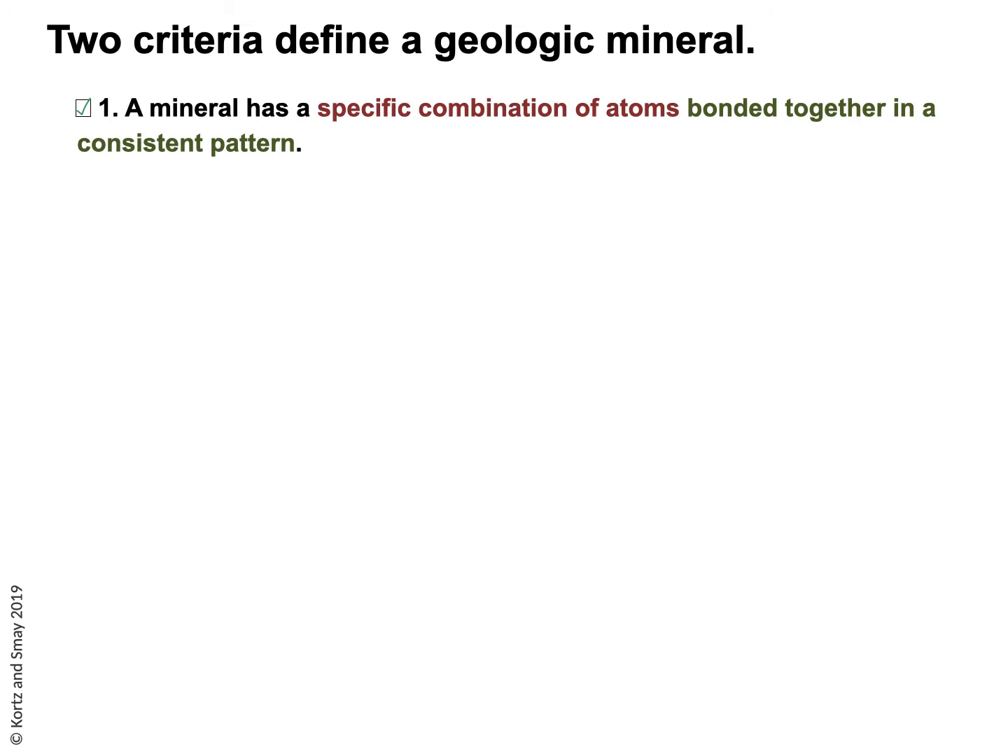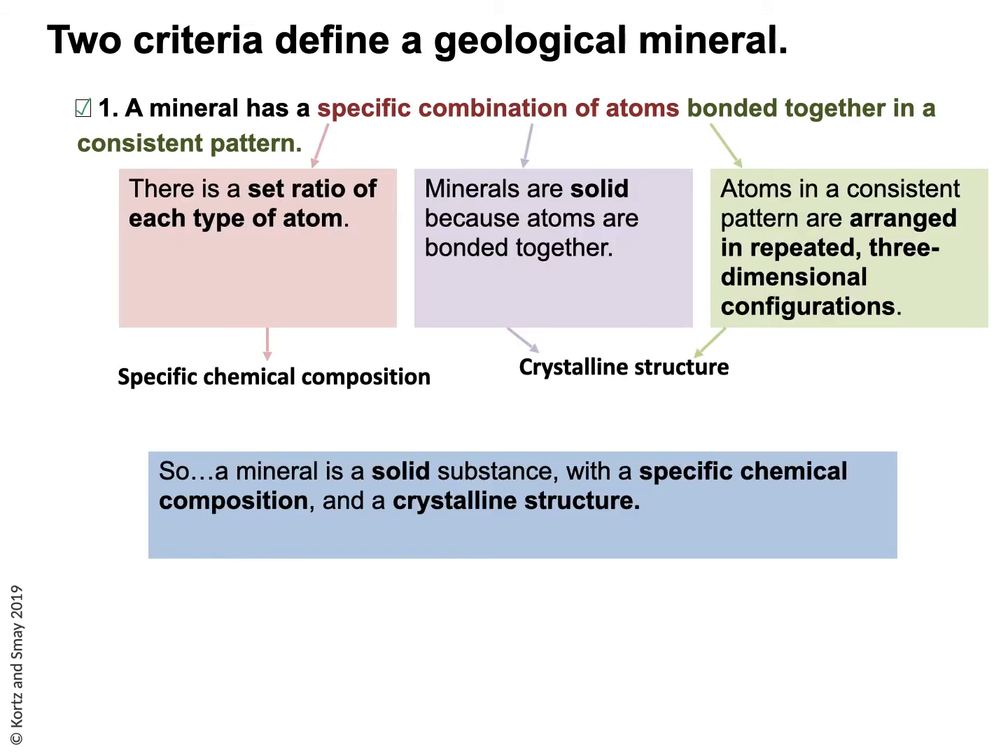So there are 2 fundamental criteria that define a geological mineral. The first is that a mineral has a specific combination of atoms that are bonded together in a consistent pattern. So what does this mean? Let's break it down a little bit.